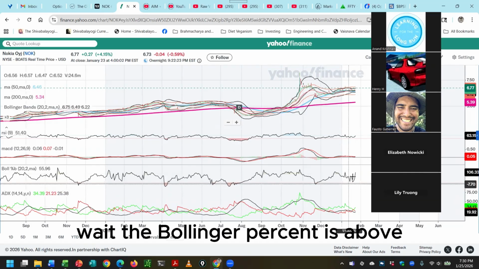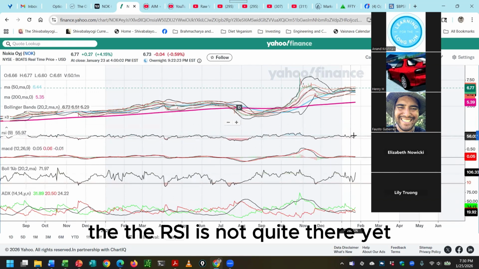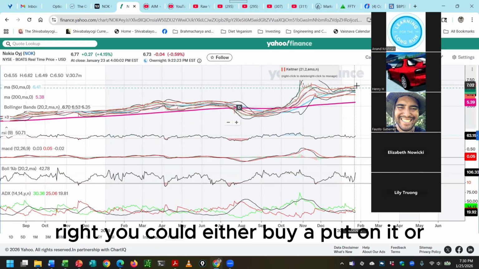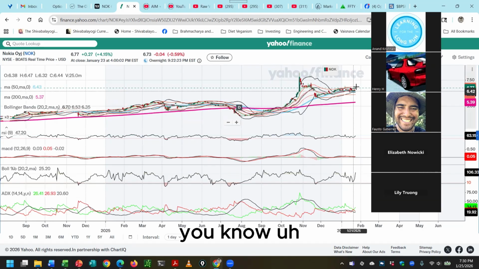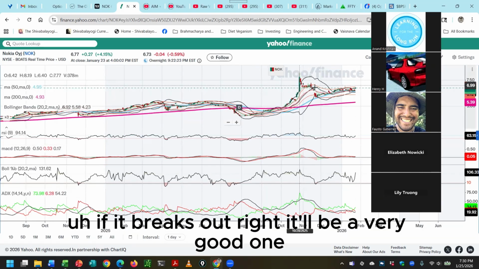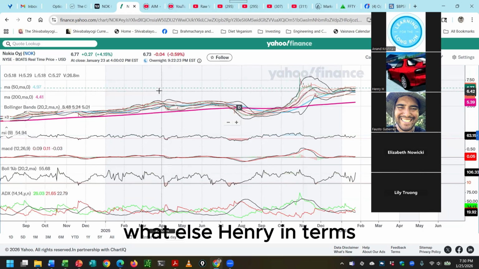Oh, sorry, wait. The Bollinger percent is above the situation here, right? The RSI is not quite there yet, but it's almost there. So if this thing remains below 20, right, you could either buy a put on it or wait and see what happens, because if it breaks out, it'll be a very good one, right? What else, Henry? Intel?